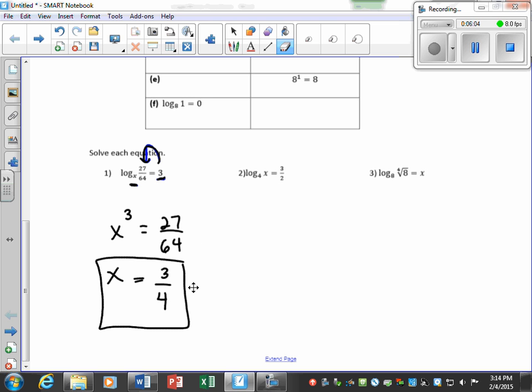Alright, let's move to number 2. Log base 4 of x is equal to 3/2, so we're going to say 4 raised to the 3/2 power is equal to x. And then we could simply put that in the calculator. I would suggest that you put parentheses in there if so.